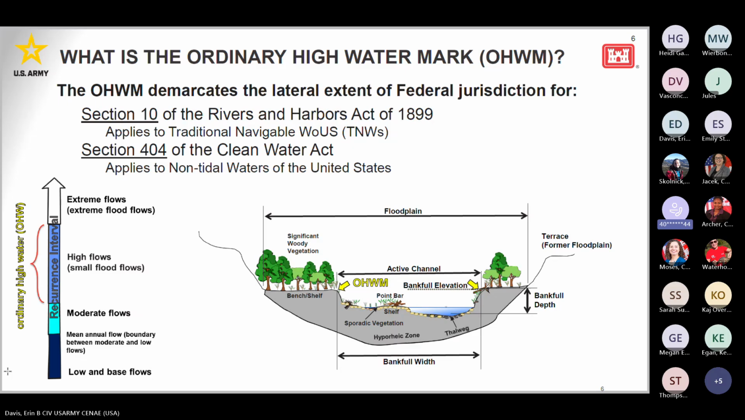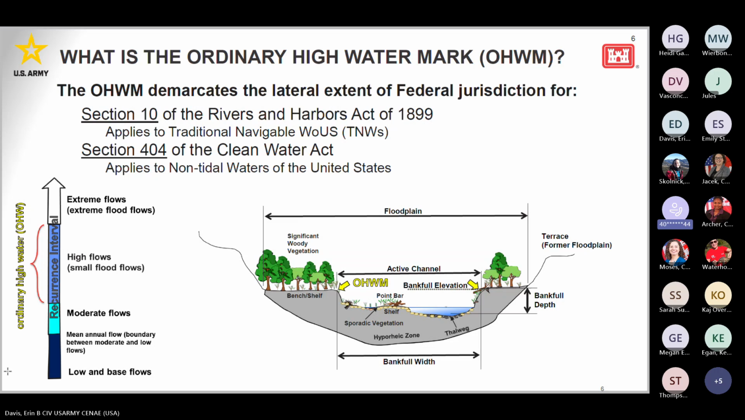To start, what is the Ordinary High Water Mark? The Ordinary High Water Mark demarcates the lateral extent of federal jurisdiction for Section 10. It applies to traditional navigable waters, and more traditionally, Section 4.4 of the Clean Water Act, where you'll see it more actively used to identify streams and potentially other water bodies. There has been some use as part of lake identification, but the intent is to identify streams.